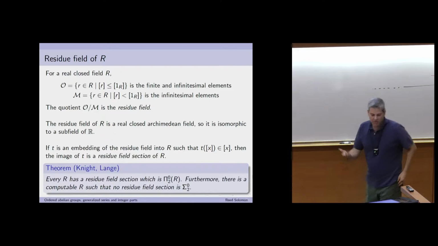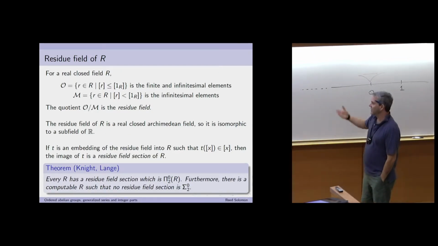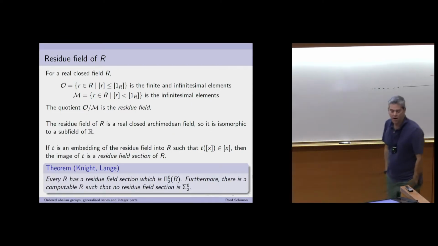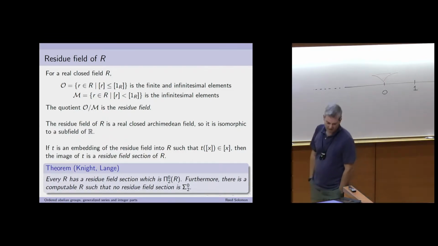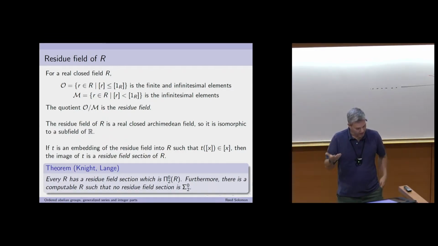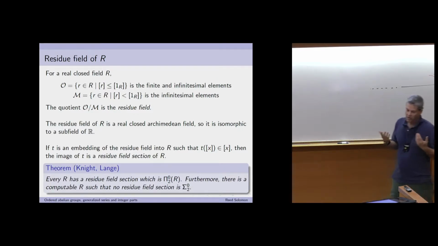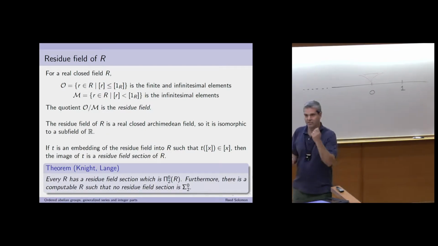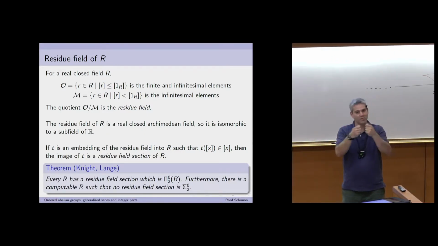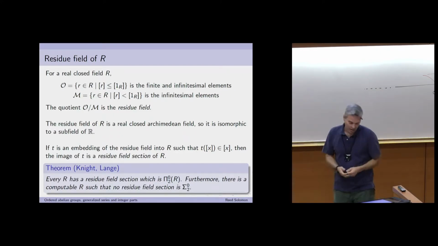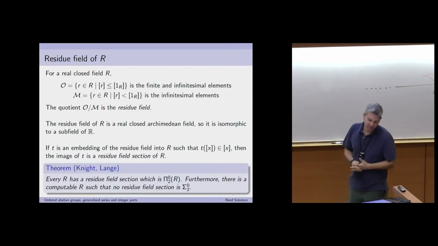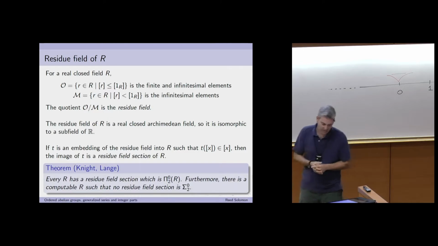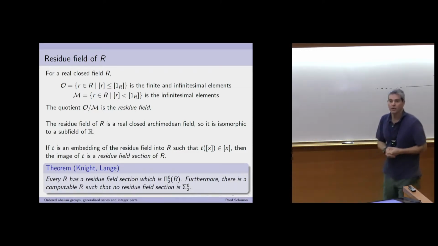Okay, and again, you can look at an embedding of this into the field. So a copy of this that actually sits inside of R is called a residue field section. And again, Julia and Karen, looking at this piece, they showed that every real closed field has a residue field section which is pi2 inside it. Right? So you have to say some maximality conditions. This is roughly why the pi2 comes into play. And furthermore, that's the best possible. So you can build a computable real closed field such that no residue field section is sigma 2.